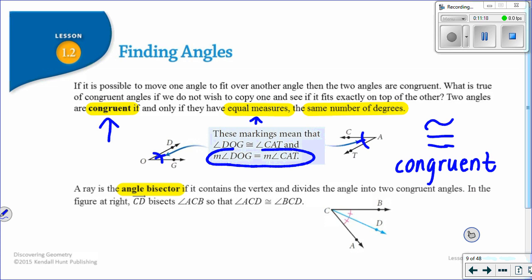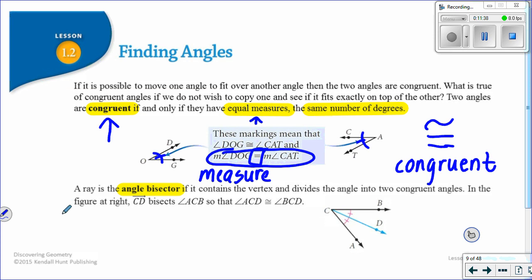The only difference is this one, notice, is a little bit different. This means the measure. The measure of angle DOG equals the measure of angle COT. Notice that when I'm talking about the measure of something, I use an equal sign instead of a congruent sign.